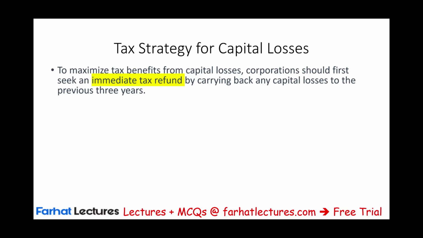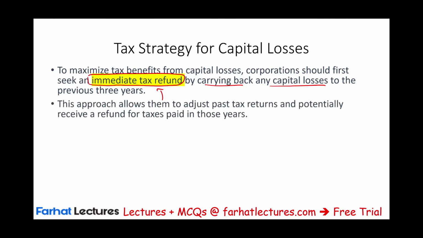Well, you should always go back if that's possible, because going back will give you an immediate tax refund. If you have the loss this year, go back to the prior 3 years and wipe out any capital gain. You'll get a refund immediately by carrying back any capital losses to the previous 3 years. How do you do that? You go back and adjust the taxes that you paid in those years, and you ask the government for a refund. Don't worry, we're going to look at an example.